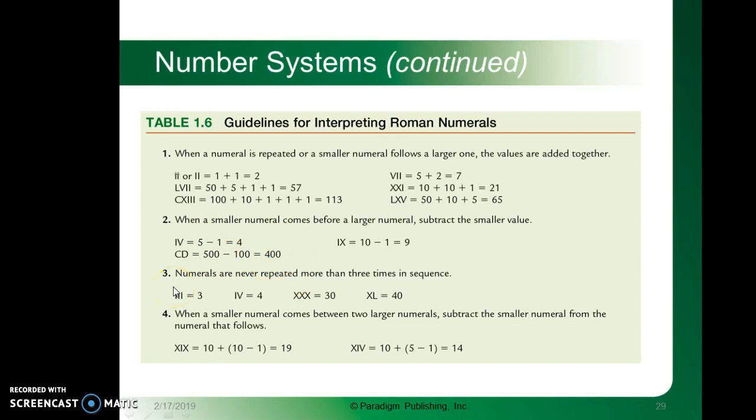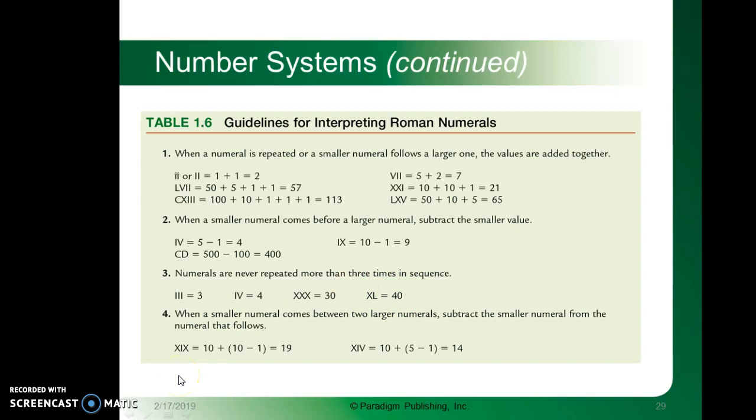The next one is that numerals are never repeated more than 3 times in a sequence. So you have III, but you won't put IIII to get a 4. You'll just have to do the subtraction, which is the V, 5, minus the I. You have 10, 10, 10, that's 30. If you want 40, you can't put another X here. You would have to do the subtraction, 50 minus 10, which will give you 40.